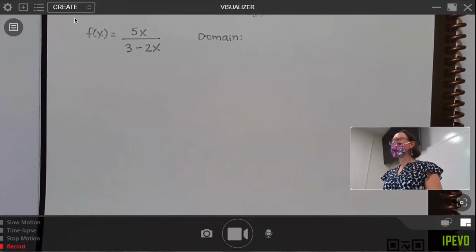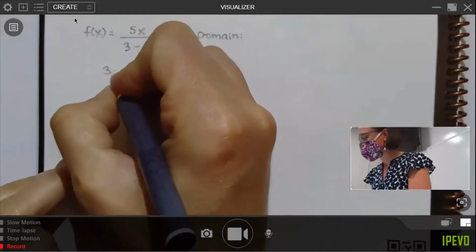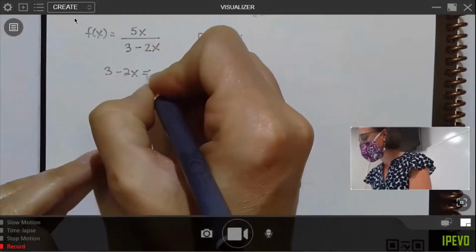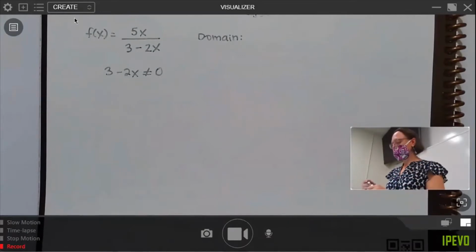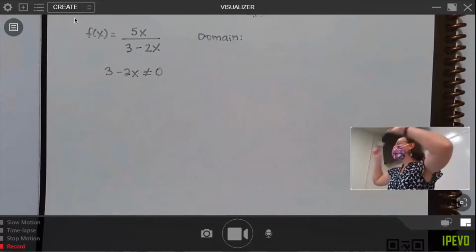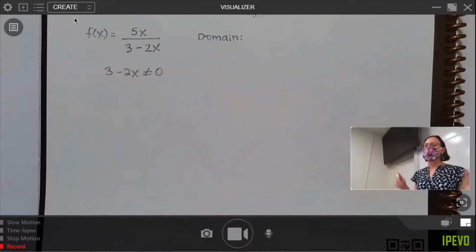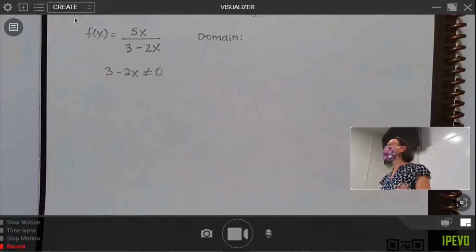Well, in this case, I'm looking at it and saying, oh, I've got a fraction. So automatically 3 minus 2x cannot be equal to 0. That's it. I don't care what's on the top of a fraction. The top of my fraction can be equal to 0. The top of my fraction can be positive. It can be negative. The only thing that matters is that I can't have a 0 on the bottom.